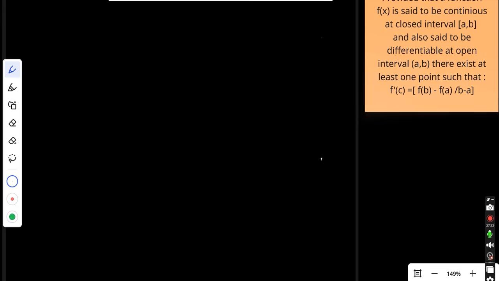So we have that the function f of x is equal to the square root of x minus 4. Now, from the past question here, the interval is 4, 8. And it is said that this function satisfies the mean value theorem.